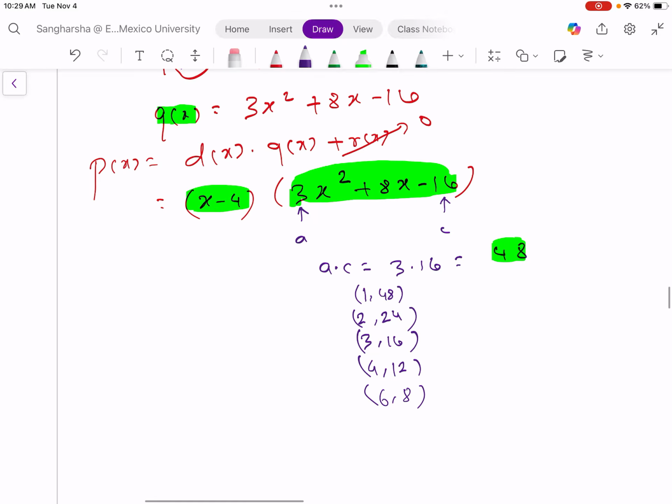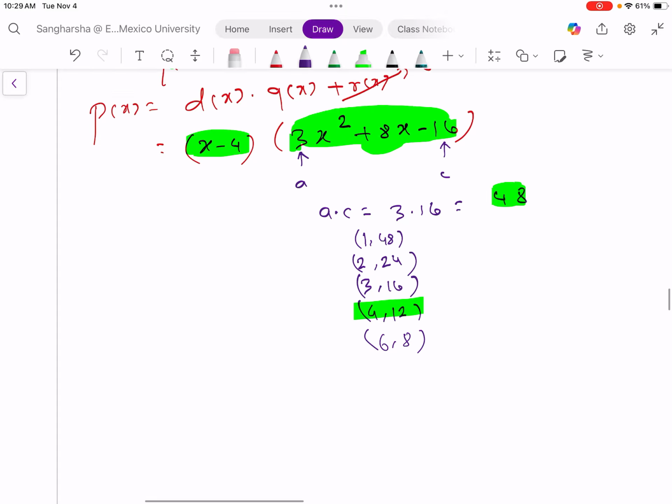Now we choose one pair of factors to rewrite our positive 8x. Now which one do we pick here? So we can add or subtract a pair of factors to rewrite positive 8x. Which would be the best pair? 4 and 12, right? So what do we have to do? Is it 4 minus 12 or 12 minus 4? 12 minus 4, yes, because 8x is positive.